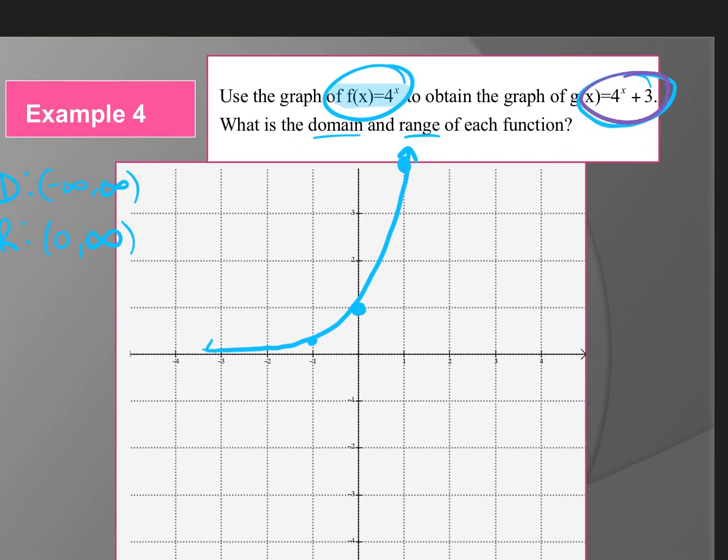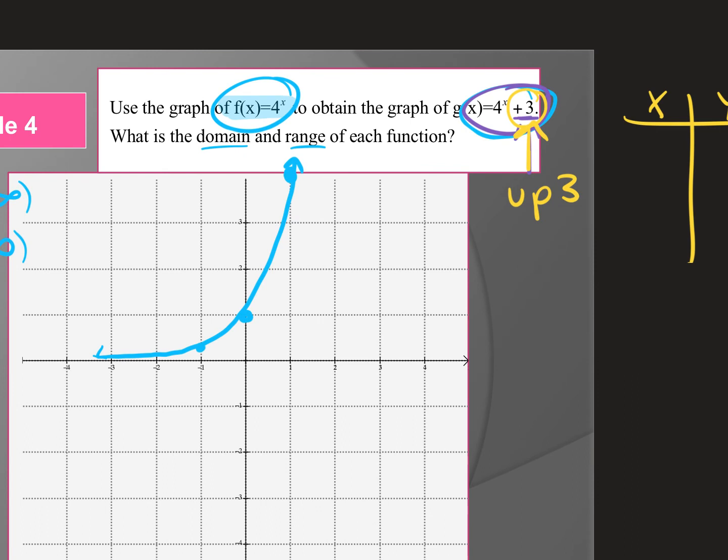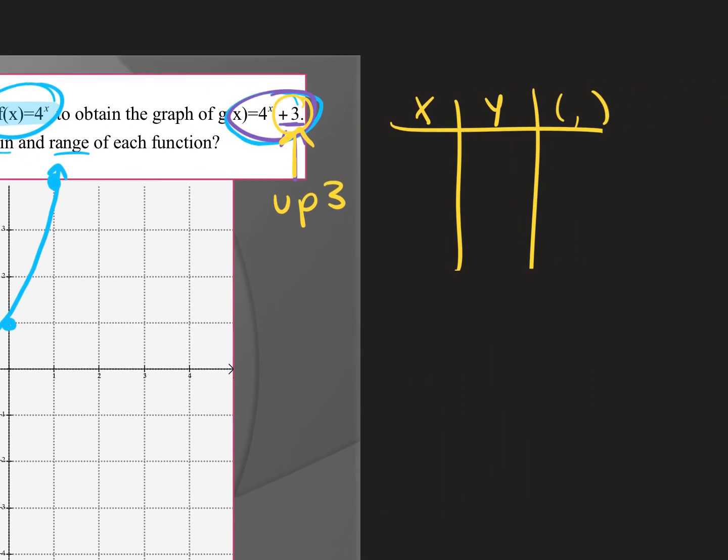Now let's graph 4 to the power of x plus 3. So this plus 3 on the outside means that we are going up 3. So again, we could make our chart here, plug in values for x, get values for y, and plot our points. But we know using our transformations that when it's a plus 3 on the outside, we just shift all of our points up 3. So this point, instead of being 1/4, it's now going to be 3 and 1/4. So if I plug in -1, I'm going to have 3 and 1/4.